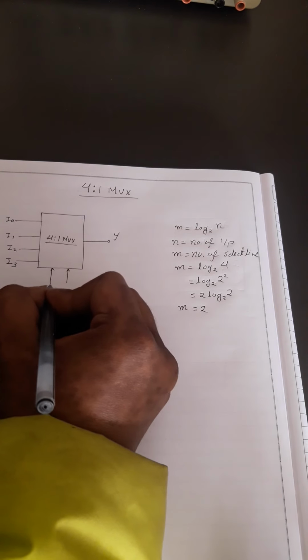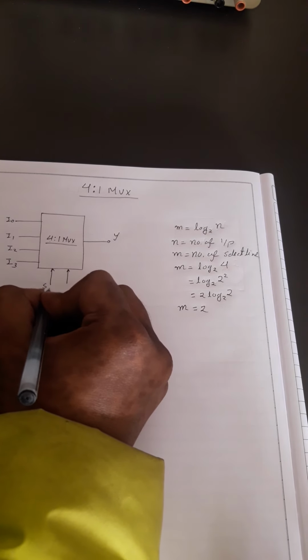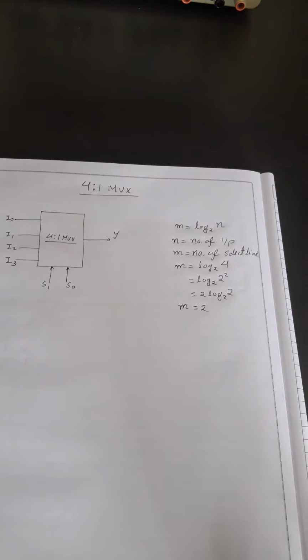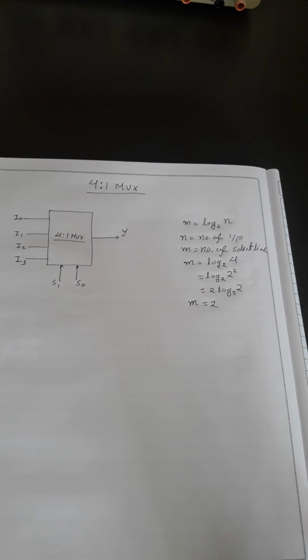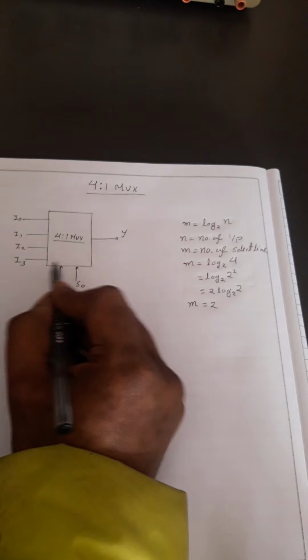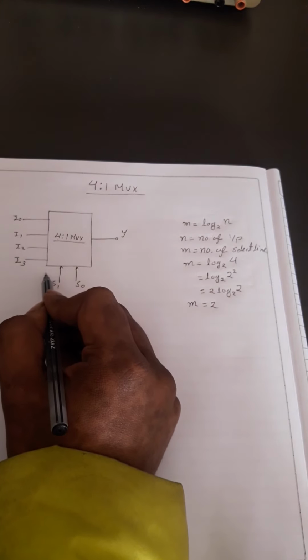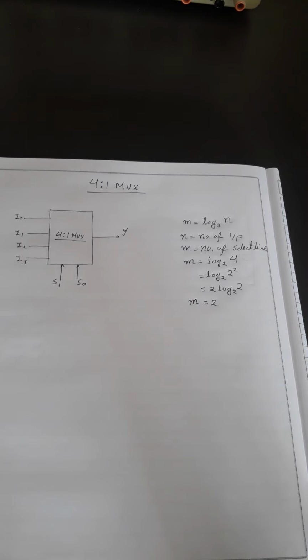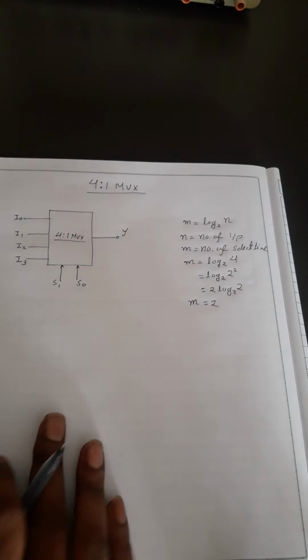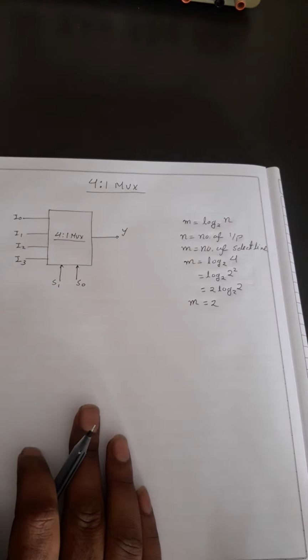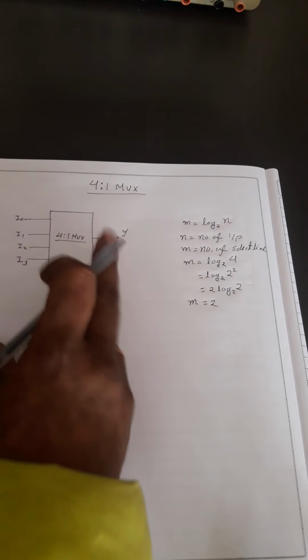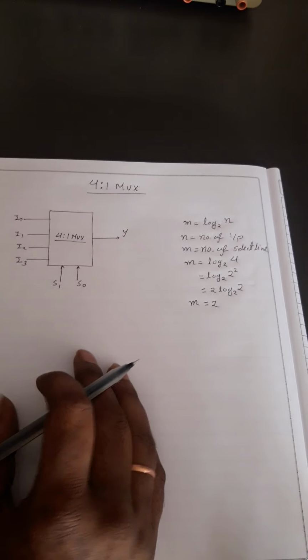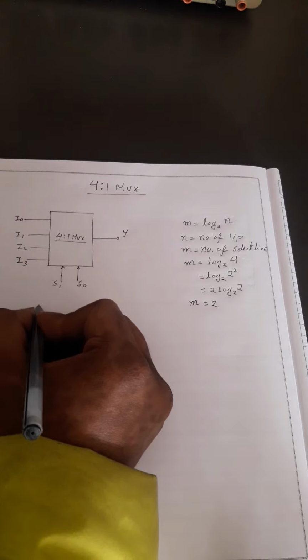So we have 2 select lines, name them S1 and S0. I am not showing the enable line because it's only a switch which can turn on or turn off the device. So this is the whole block diagram. Now let's build the table.